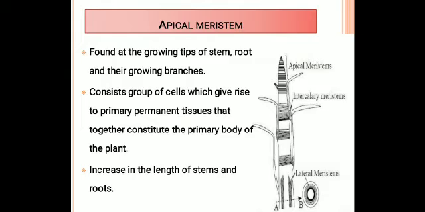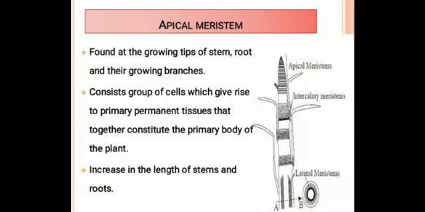Already I told you about dead cells: the plant cells are made up of dead cells. This group of cells gives rise to primary permanent tissues. Slowly it gets developed, and together it constitutes the primary body of the plant and forms the dead tissue or permanent tissue. Due to the growth of the apical meristem, there is an increase in the length of the stems and roots. We can see the elongation of the stem and root because of the apical meristem.